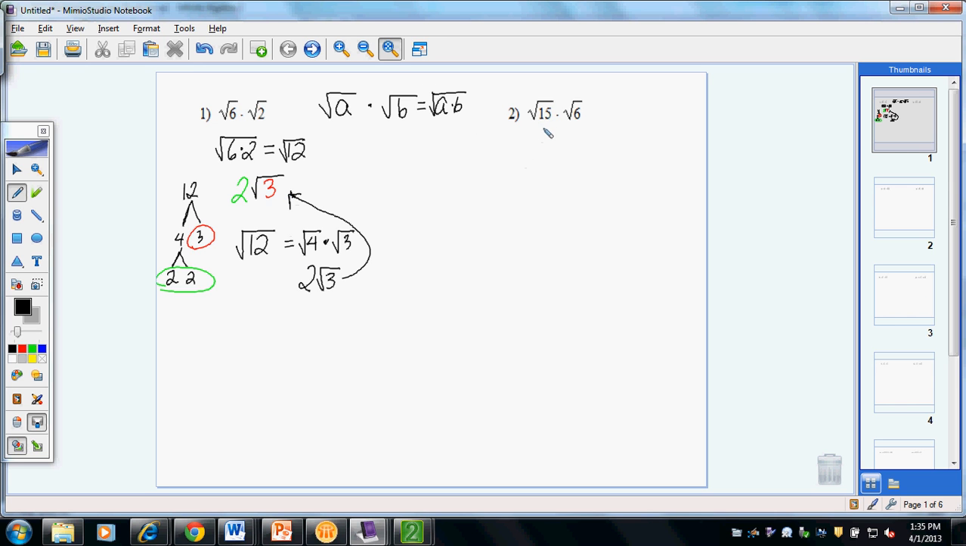Now, initially, it seems like this is going to be a pretty big number, but we shouldn't have much of a problem once we get finished looking at it. So we multiply our radicands under the same radical. So we have 15 times 6, which equals the square root of 90.